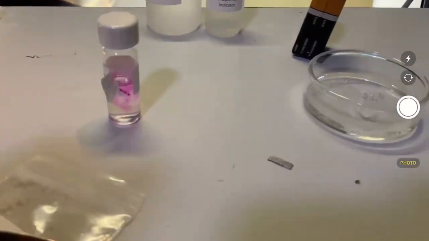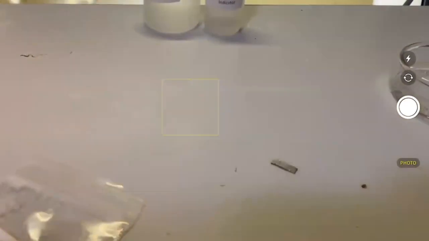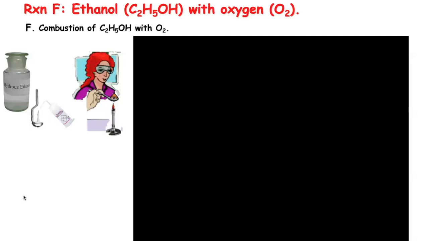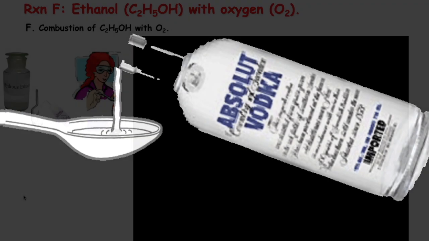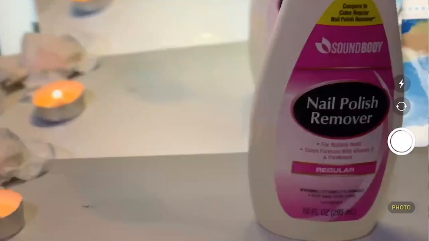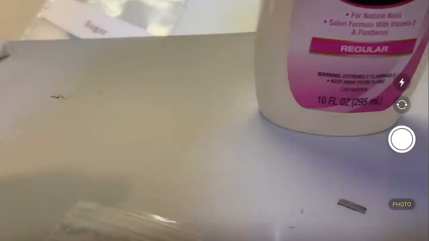So, like I said, these series of reactions are not difficult, but you want to write down your observations. This is the combustion of ethanol. This one right here is the one in which you can do several alternatives. Let me show you the first alternative. If you don't have ethanol, you can use vodka. Vodka works just as good. If you guys have vodka in your cabinet, then that'll work. If you don't have ethanol, you can use nail polish remover as well.